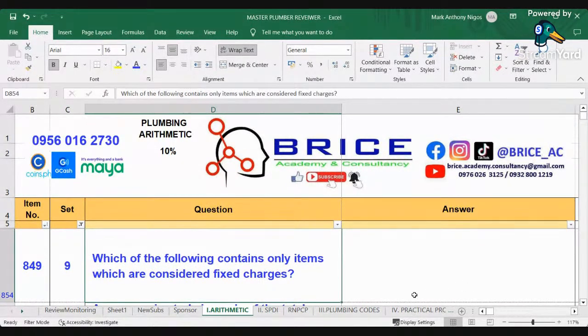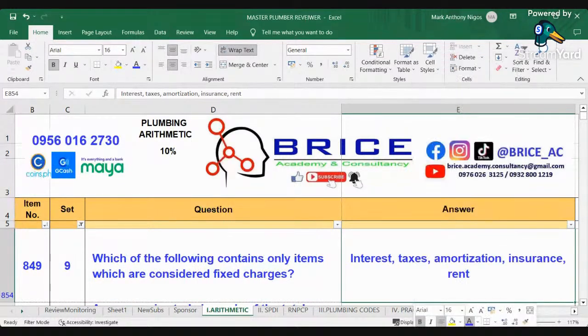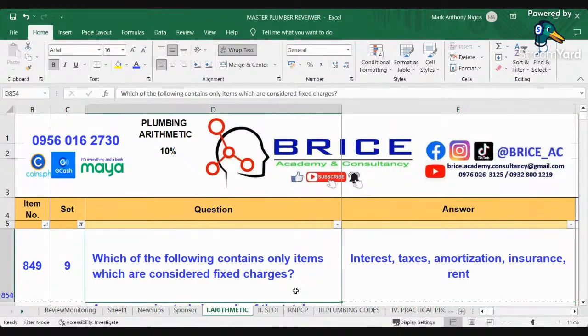849. Which of the following contains only items which are considered fixed charges? Interest, taxes, amortization, insurance, rent. Lahat yan pala. Hindi ko na sinama yung iba na choices. I think sagot: interest, taxes, amortization, insurance, and rent.